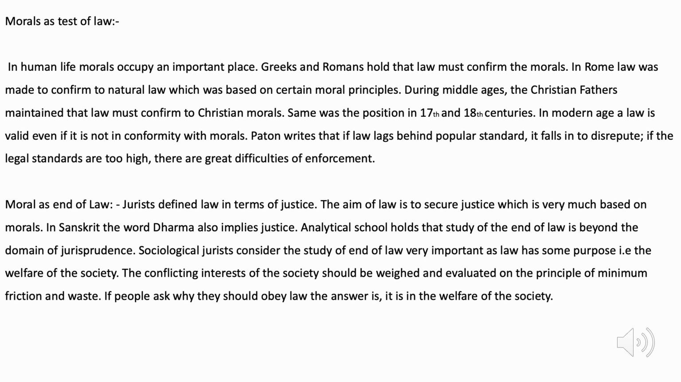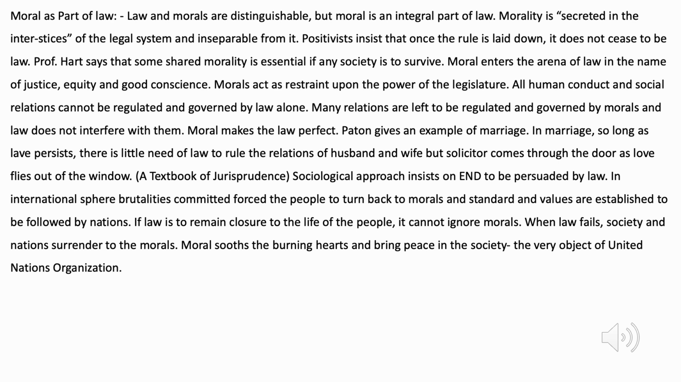Sociological jurists consider the study of end of law very important, as law has some purpose, that is welfare of the society. The conflicting interests of the society should be weighed and evaluated on the principle of minimum friction and waste. If people ask why they should obey the law, the answer is it is for the welfare of the society. Morals as part of law.